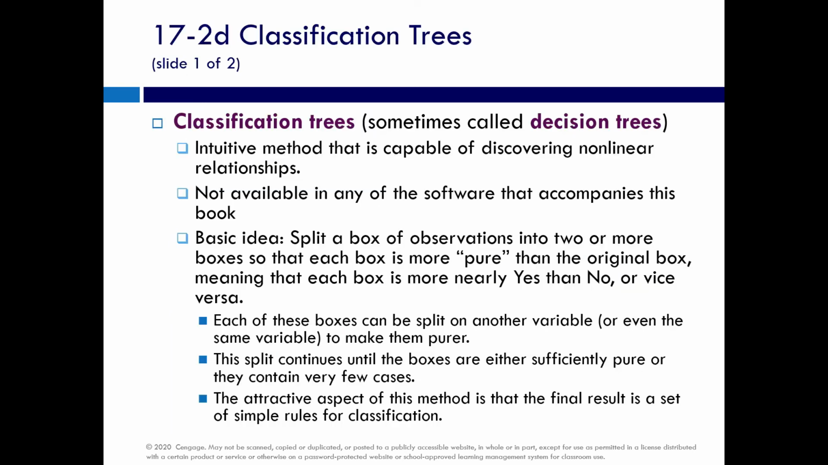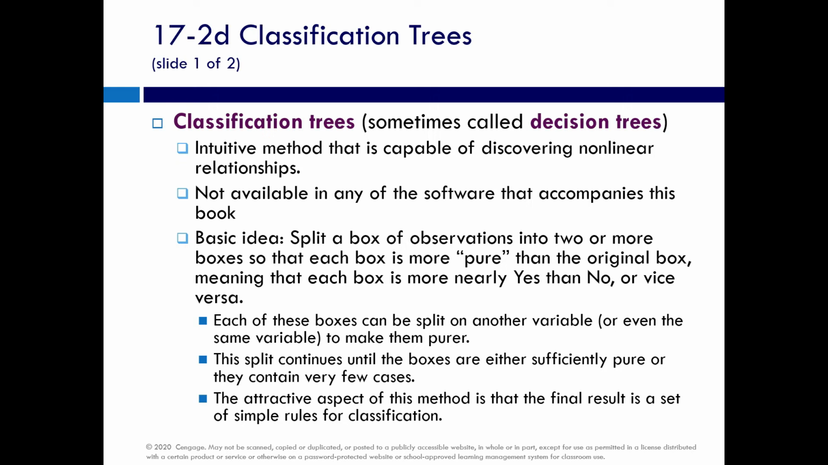Classification trees, sometimes called decision trees, are an intuitive method that is capable of discovering nonlinear relationships. They are not available in any software that accompanies the book. Basic idea: split a box of observations into 2 or more boxes so that each box is purer than the original box, meaning that each box is more nearly yes than no, or vice versa.